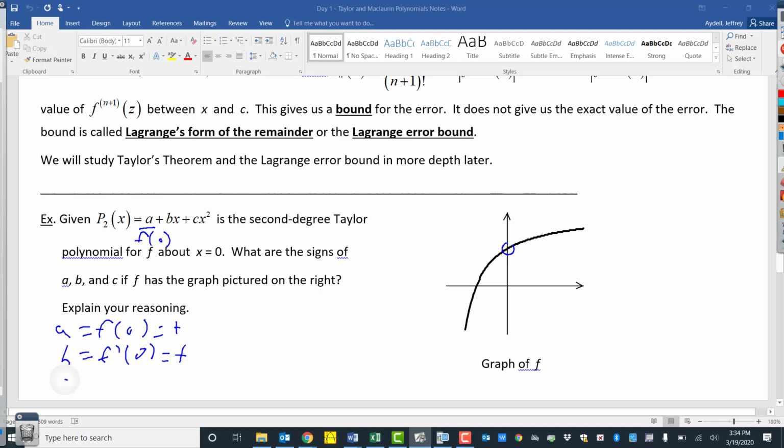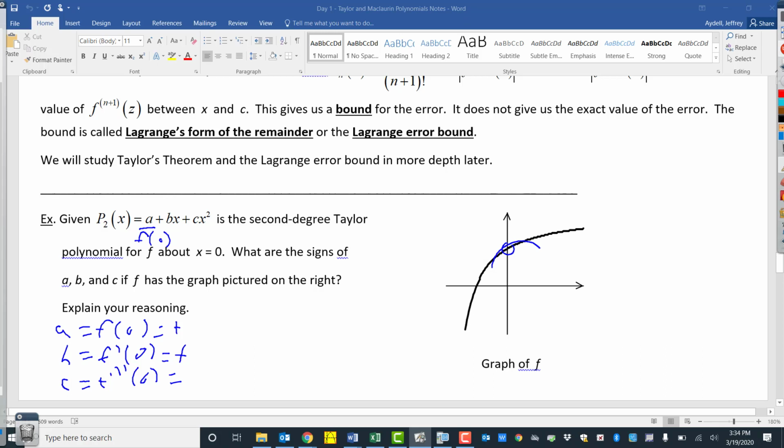And lastly, we look at C, which is f triple prime at 0. It's been a while since we looked at this, but this is actually the concavity. So if this is the third derivative, that means we're looking at the concavity at this point. Well, the concavity at this point is bending downwards. We see that it's almost trying to make a U shape there.